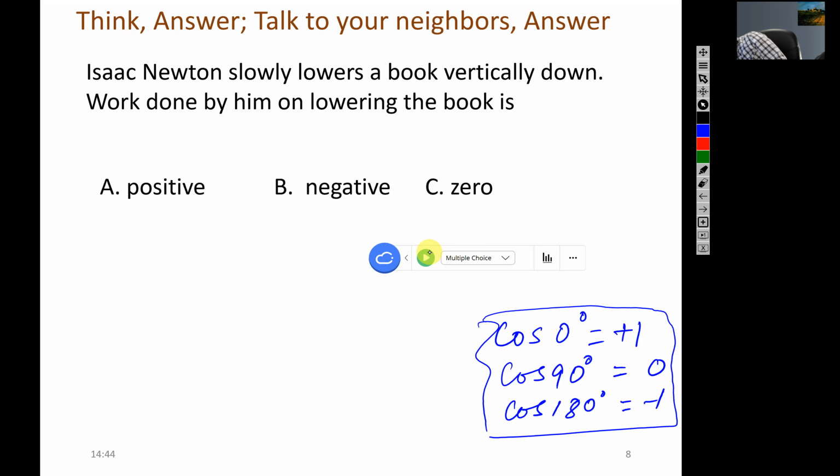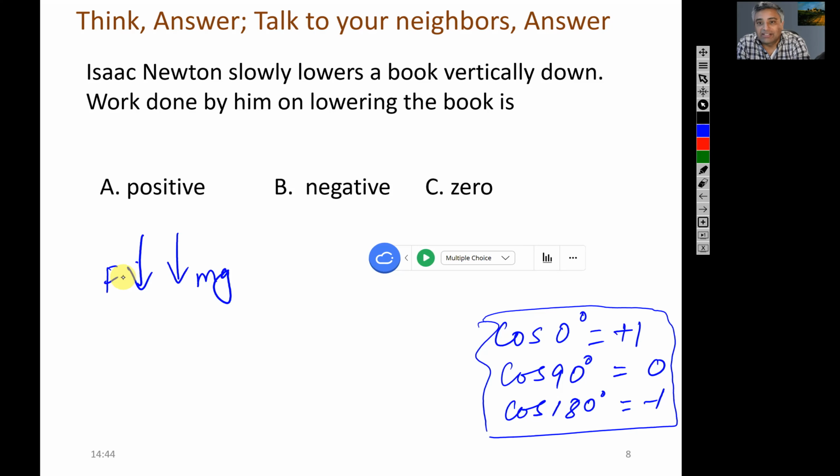So now think about it: is Isaac Newton really applying force down? He's applying force opposite the direction of gravity. Yes, so that's why, if both forces were down, force of gravity down, and let's say you apply force down, the net force would be down, and the acceleration is going to be larger than g there, isn't it?